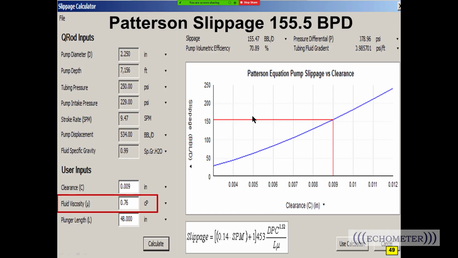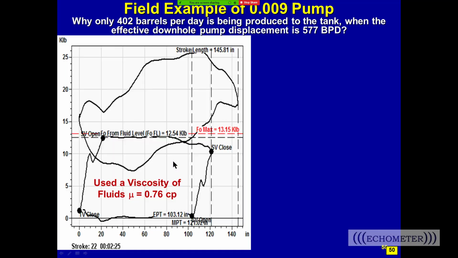Now this is the report in QROD once you have these inputs put in, and you can see here that if you pick 9 thousandths, you're getting about 160, 155, 156, 159 barrels per day slippage for the Patterson slippage equation. So that's the part that people often overlook, and that's why this design program in QROD is important, because it allows you to design your pump clearances before you run it in the well.